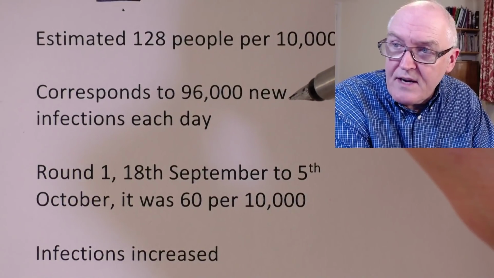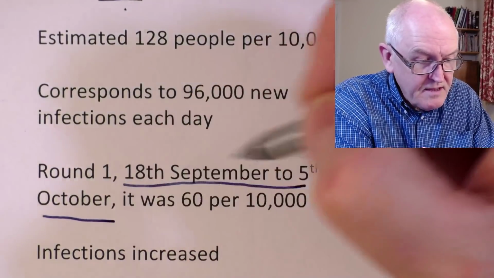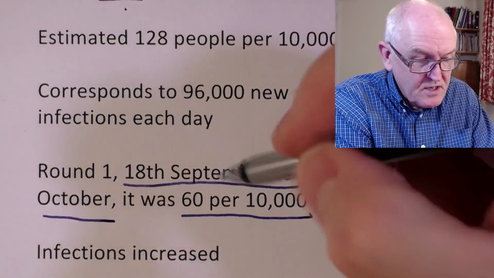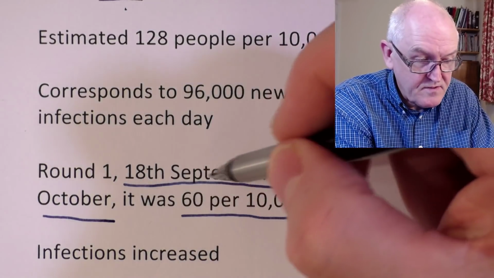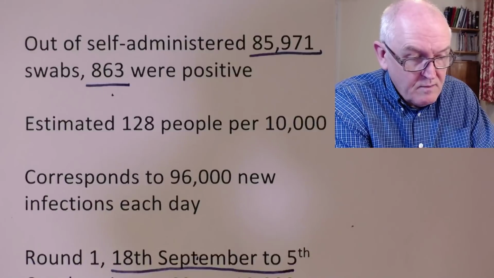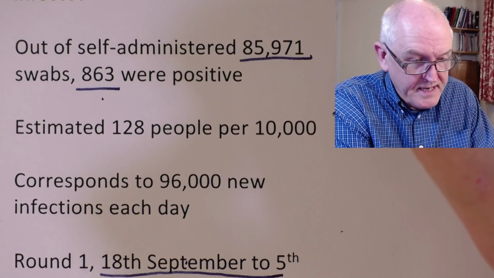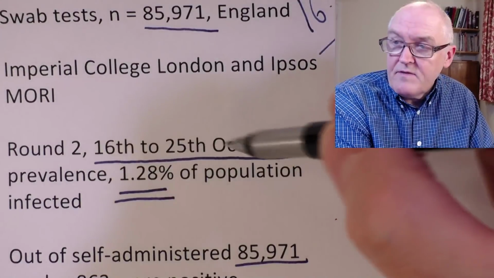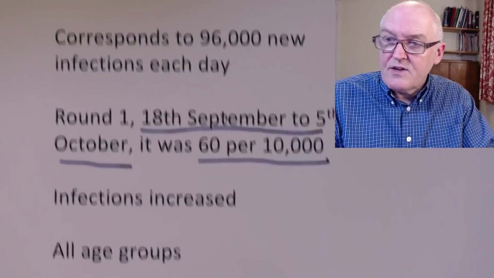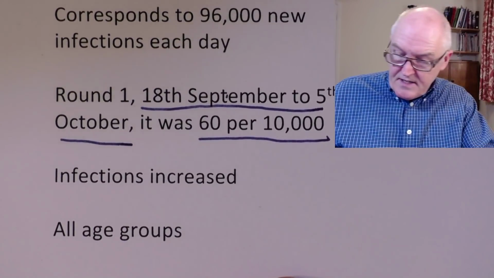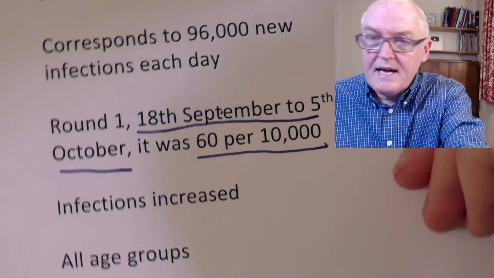Now, the first round of data collecting was the end of September to the beginning of October, and there they found it was 60 per 10,000. So what they're saying is it's more than doubled. It's gone up from 60 per 10,000 at the end of September, beginning of October, up to 128 per 10,000 on data that finished being collected on the 25th of October, 2-3 days ago. So infections have greatly increased, and they're saying that this is true in all age groups and indeed in all areas of the country.